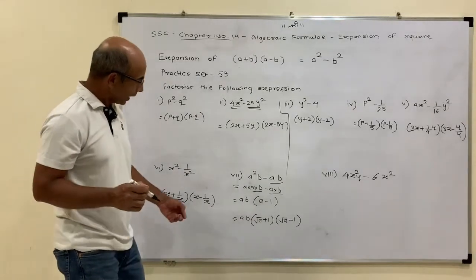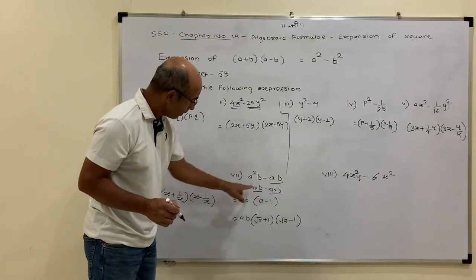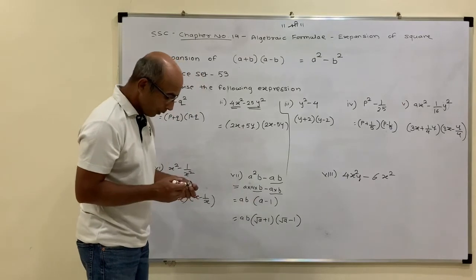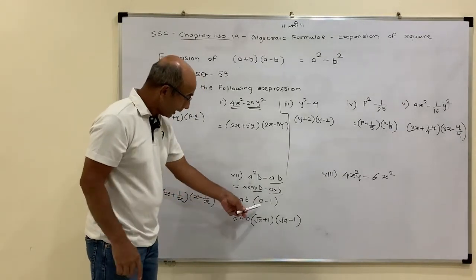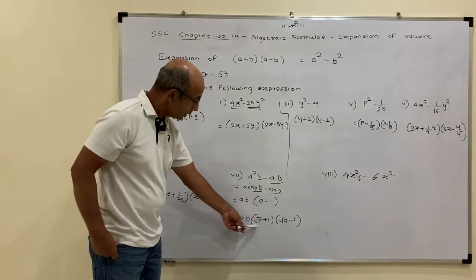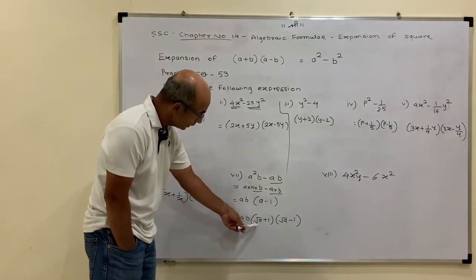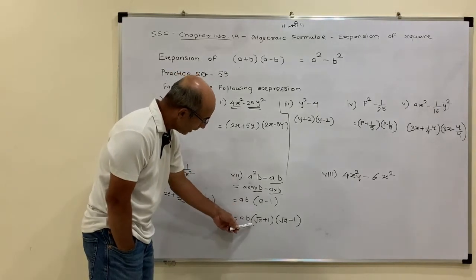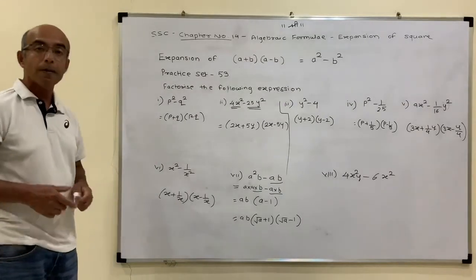So inside the bracket what is left? a, and when I pull ab out of minus b, there is a 1. So a minus 1. Is 1 a perfect square? Yes, it's a perfect square of 1. And the square root of a is a perfect square root, its square is a. So my answer will be ab into (square root a plus 1) into (square root a minus 1).